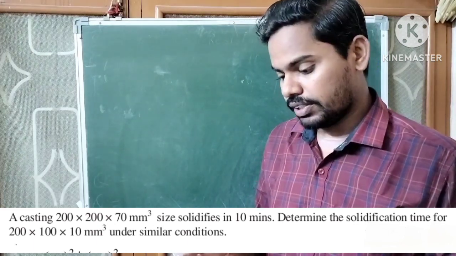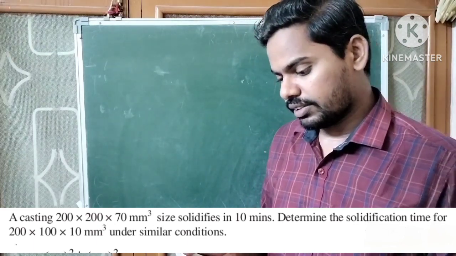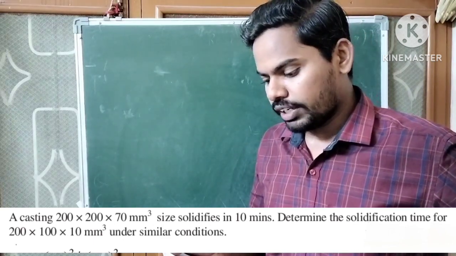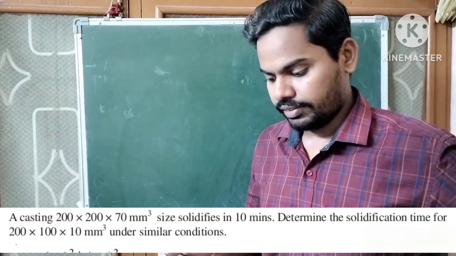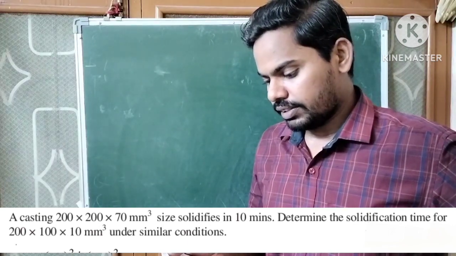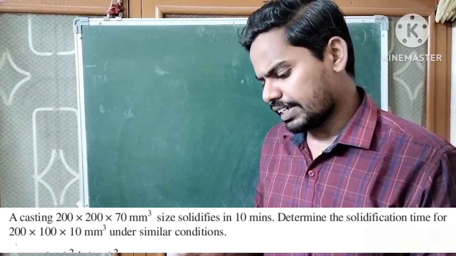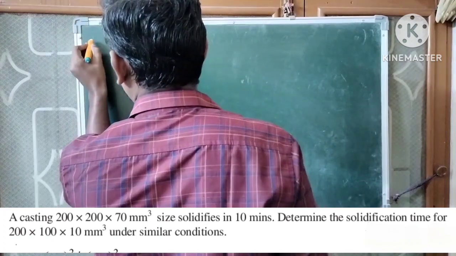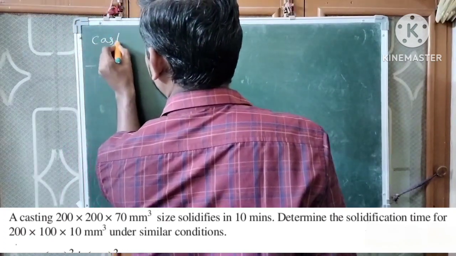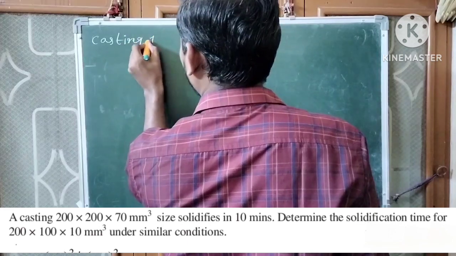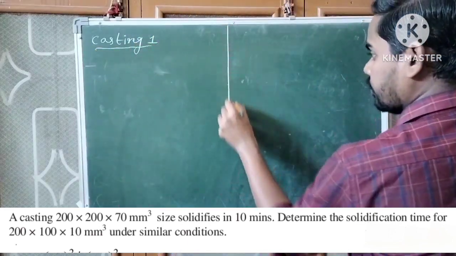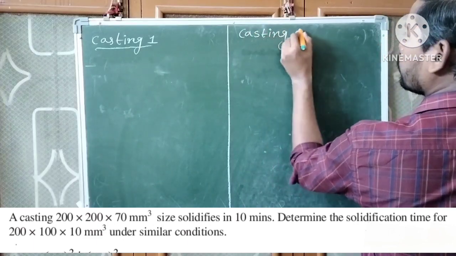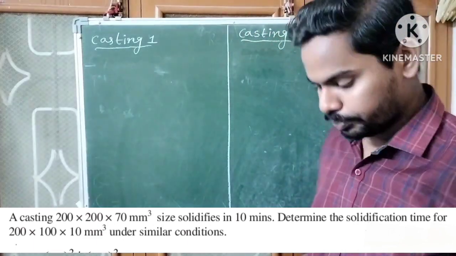Because here given dimensions as length, breadth and height, 200 into 70. So based on dimensions, we can say that it's a cuboidal casting. So here we have two cuboidal castings. So let us say casting 1, cuboidal casting 1, and one more casting, cuboidal casting 2. Casting 1 and casting 2.